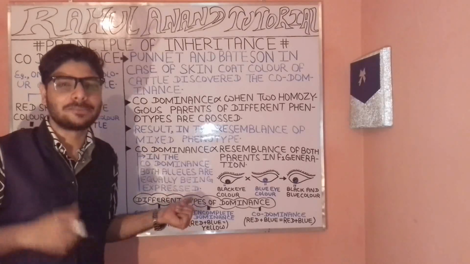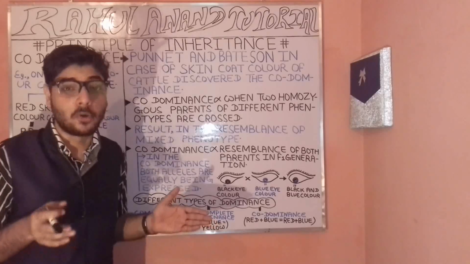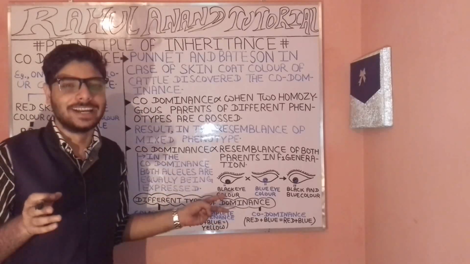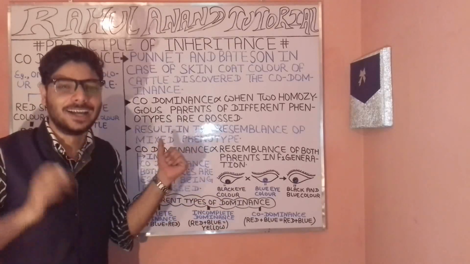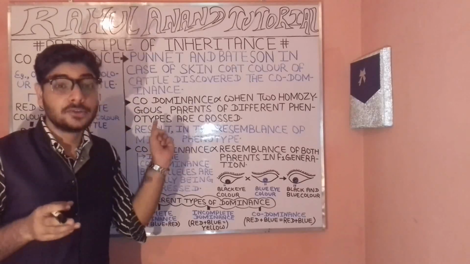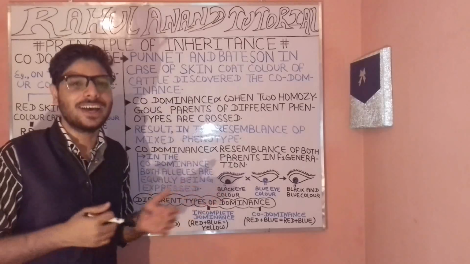So when we talk about codominance, it literally means the resemblance of both parents' characteristics in the F1 generation. Suppose we have the equation, we will understand it now. We have two types of characteristics in skin color.